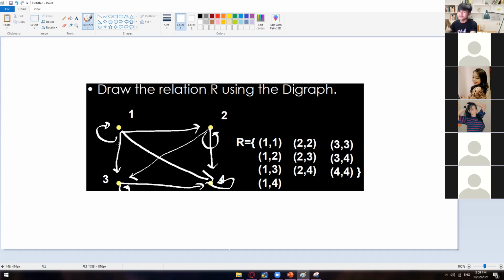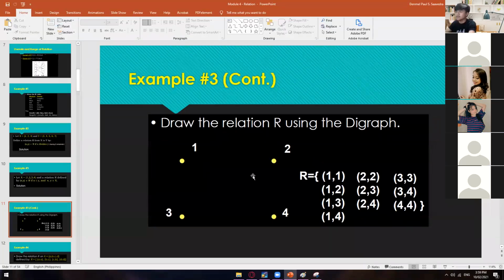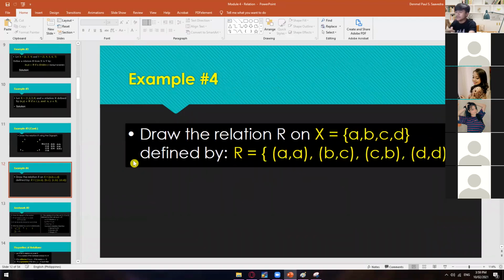Yes, sir. Okay. So the first coordinate here is the one without an arrow, and the arrow that goes to the second element is the second coordinate, which is 1 and then 3. All right. So that's the representation of number 3 in a diagram. Okay, so let's now proceed to example number 4.